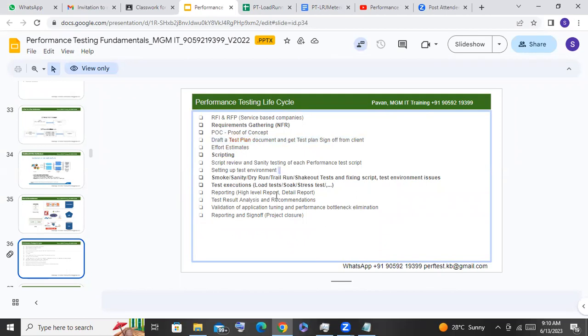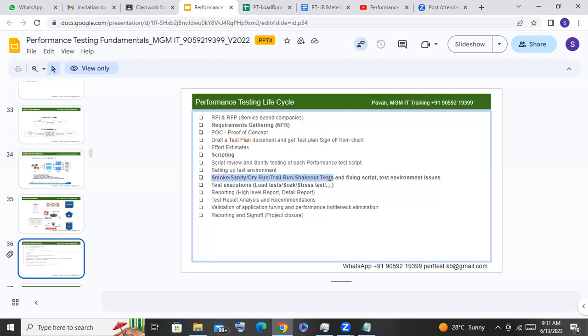Then you would set up the test environment. You would do a smoke test, sanity test, dry run, trial run, shakeout test, whatever you call it. Guys, all of these are the same test. It is multiple naming conventions of the same test. In different companies, they would use different terms. You should be aware of all these terms, especially people with a little bit of experience.